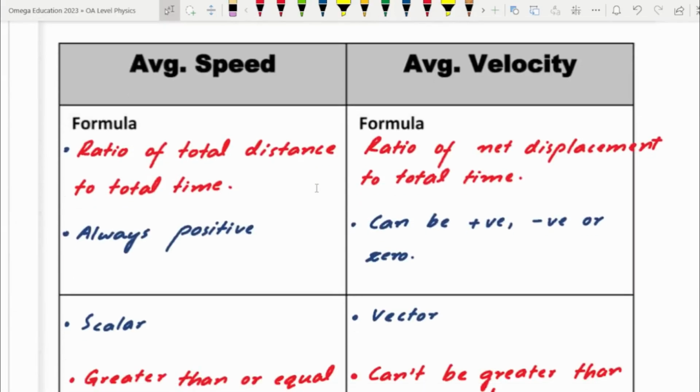Then we have the next ones. Once again, we're going to fast forward these. Average speed versus average velocity.